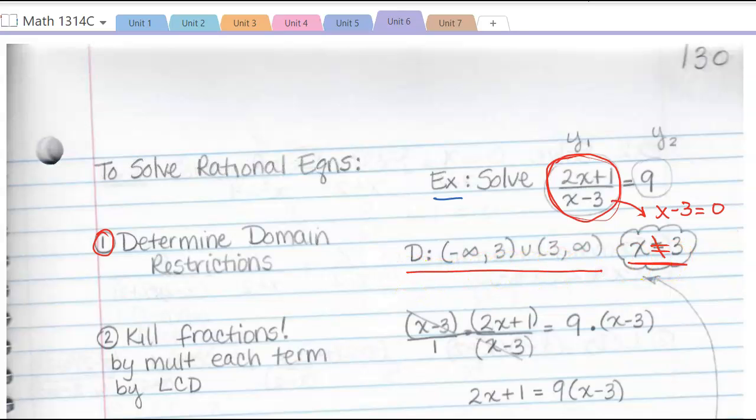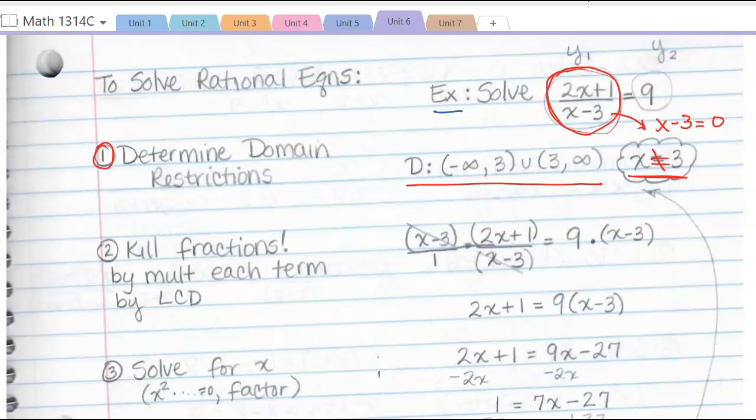So we state our domain to be every number except 3, and this is how we state it in interval notation. To continue solving, the next step would be to kill fractions, especially since we love fractions to death. So what does that mean? That means we should multiply each of the terms by the LCD. So we get every fraction that we have in our equation. In our case, we only have this one fraction. And because it's the only one, then we know what the common denominator is going to be. It's going to be x minus 3.